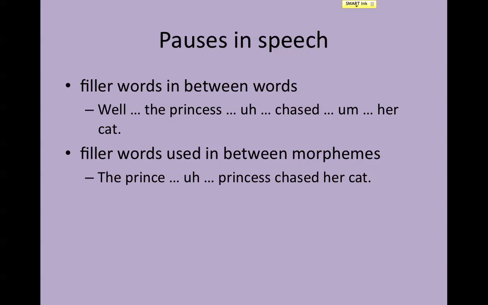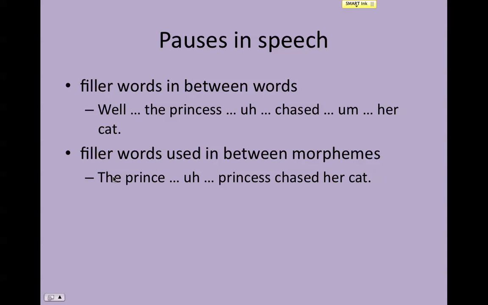However, filler words can also occur between morphemes. When we're talking about morphemes, I haven't really defined it yet, but I'll give a quick explanation with this example. We have the word princess, which consists of two morphemes. The first morpheme is prince, which is a free lexical morpheme, and then s, which is a bound derivational morpheme. When we place a filler word in between two morphemes, we have to repeat the first morpheme before we continue with the rest of the word.